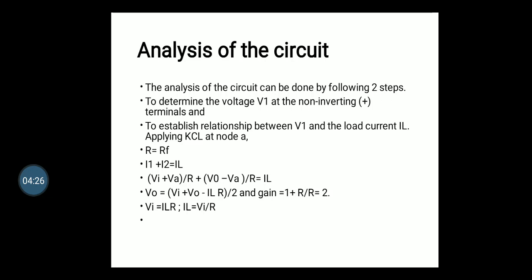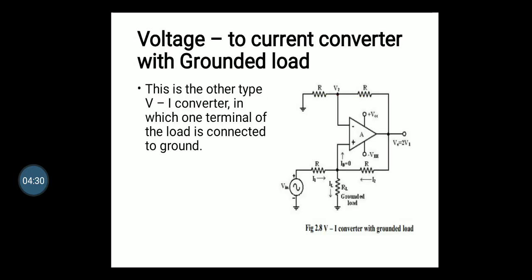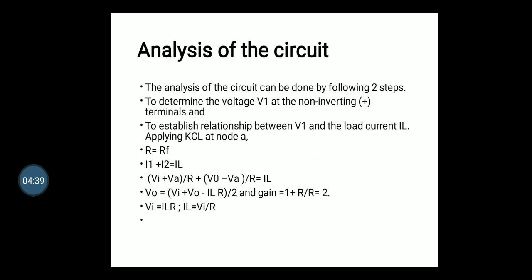A voltage to current converter with grounded load is shown here. Let V1 be the voltage at the node. Writing KVL, we get I1 plus I2 is equal to IL. Then (VI minus V1) divided by R plus (V0 minus V1) divided by R is equal to IL.